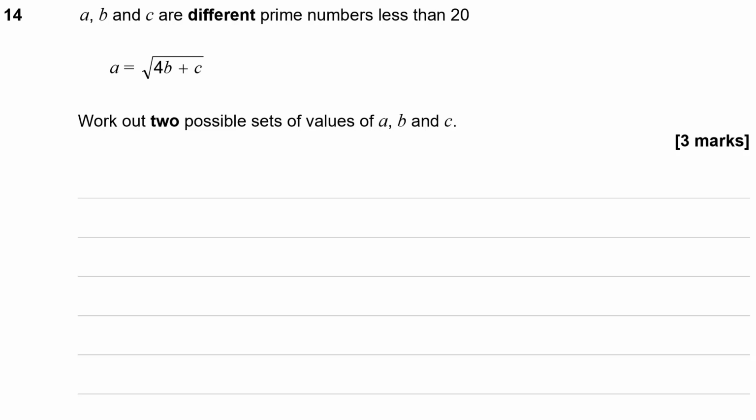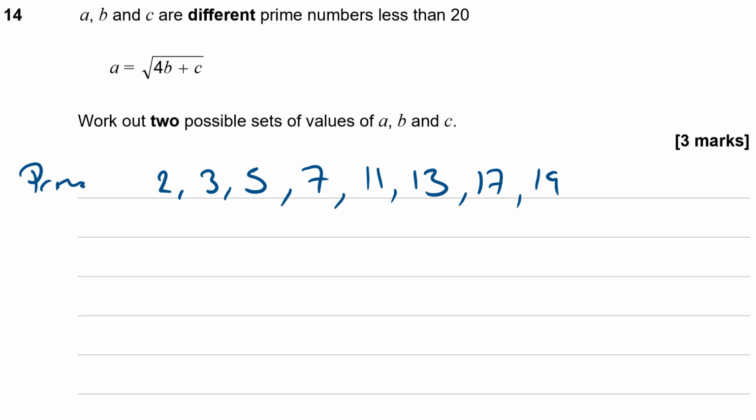Let's first write down what all the primes are less than 20. So the smallest prime number is 2. Then 3, 5, 7, not 9, 11, 13, not 15, 17, and 19. So I've got 8 to choose from. So these are my primes. Now, I need to pick 3 of these so they fit into that expression: a equals 4b plus c all square rooted. And that's going to have to give me another prime.